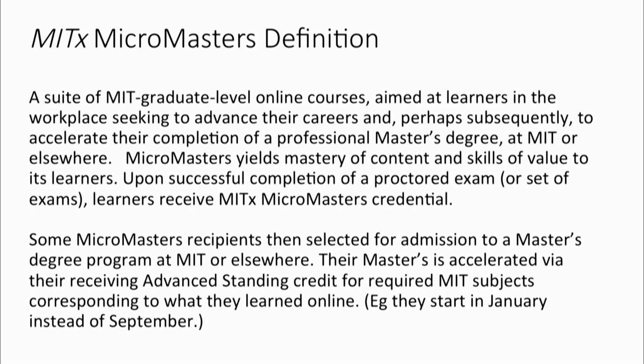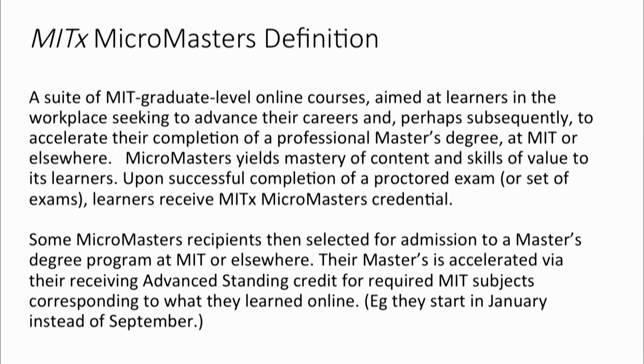Let me start with the definition before I give you those high-level numbers. So what is an MITx MicroMasters? It's 4 or 5 MIT graduate-level online classes, master's-level classes. And it's aimed at learners in the workplace who are trying to advance their careers. And maybe they want to then, after they do this online work, go and get a master's degree at MIT or elsewhere, or maybe not. So a MicroMasters is 2 things at the same time. First of all, it's a valuable set of online courses in, for example, supply chain management. That was our first example.